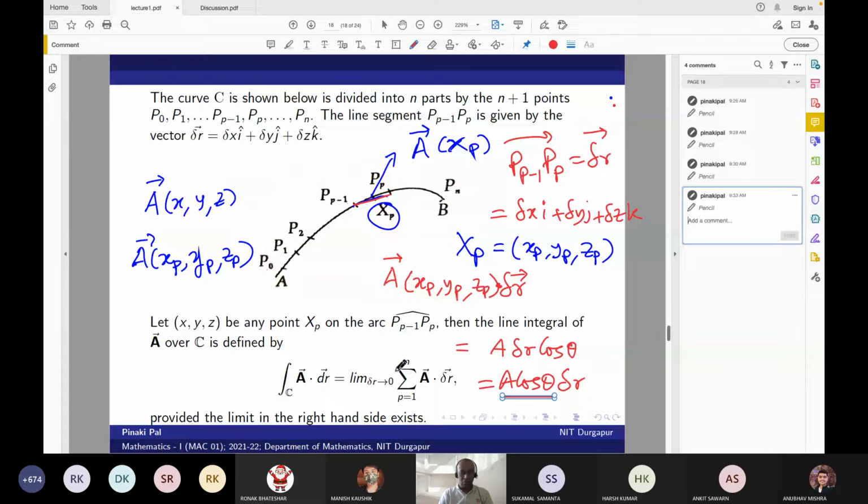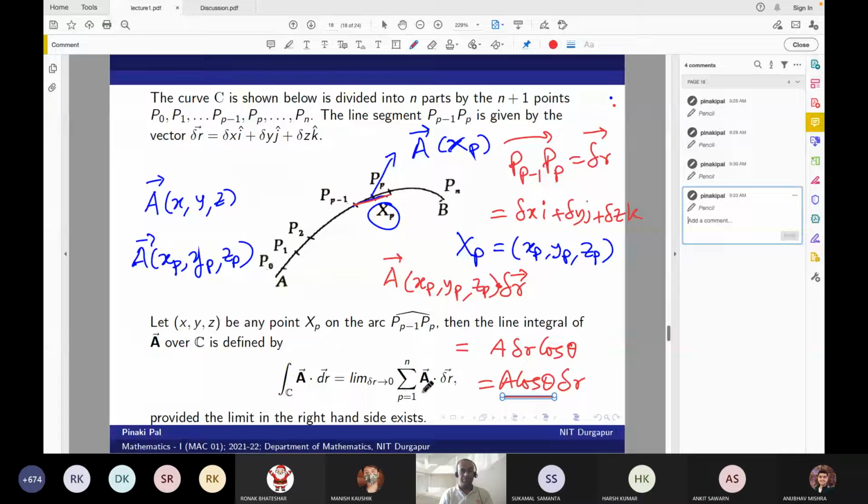Now you do the exercise, or you find the integration element from each of the subintervals, for each of the elements, and these are given by A dot delta r, and then you take the sum from p equal to 1 to n over all the segments, and then you finally take the limit delta r tends to 0.